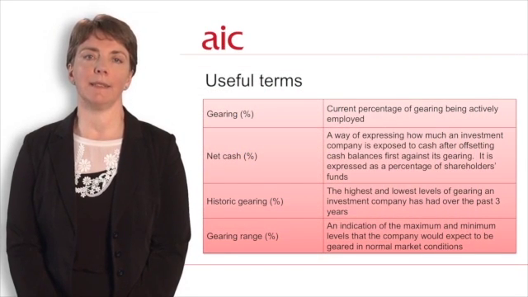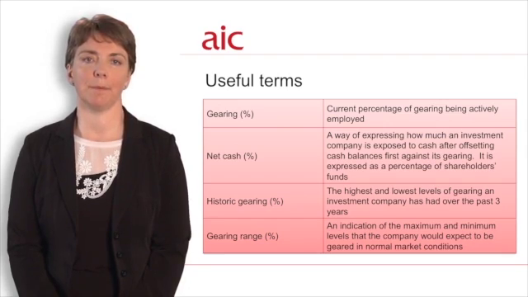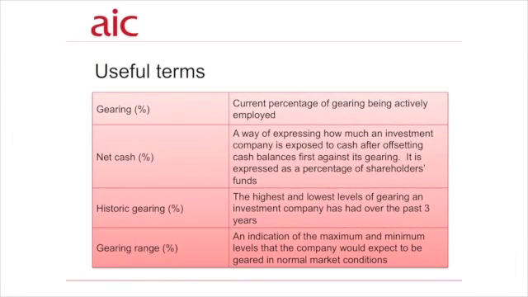It's worth looking and understanding the useful terms surrounding gearing. So firstly, gearing percentage. That just gives us the amount that's actively being employed by the manager at one moment in time. Net cash is a way of expressing how much an investment company is exposed to cash after offsetting cash balances against its gearing. Historic gearing gives us the high and low levels that an investment company has employed over the last 3 years. And the gearing range is a forward-looking measure giving us the maximum and minimum levels that the company would expect to be geared in normal market conditions.